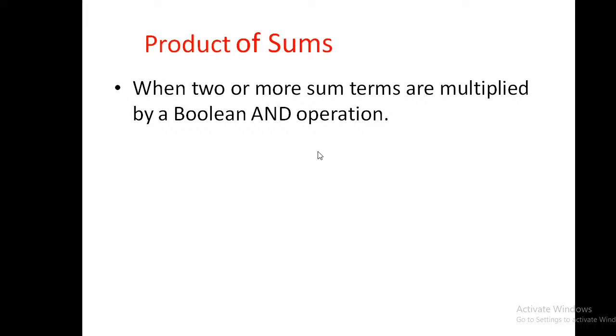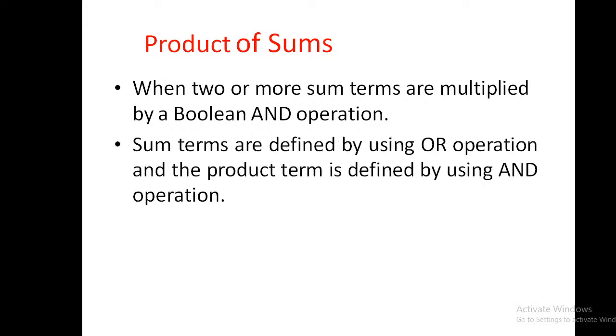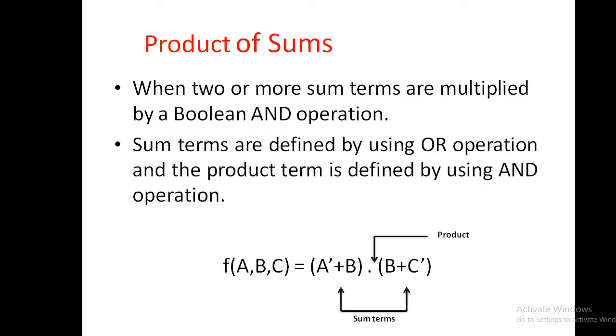Now come to the second one, product of sums. That means you are doing the product of some sum terms. Now in this expression, A bar plus B is a sum term and B plus C bar is another sum term. So what you are going to do is simply the product of these two sum terms, right? I hope you understand this one.